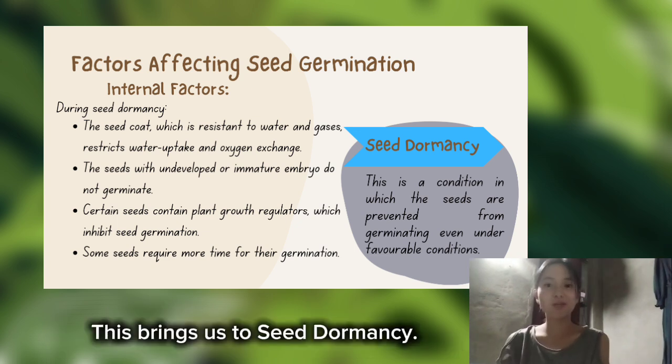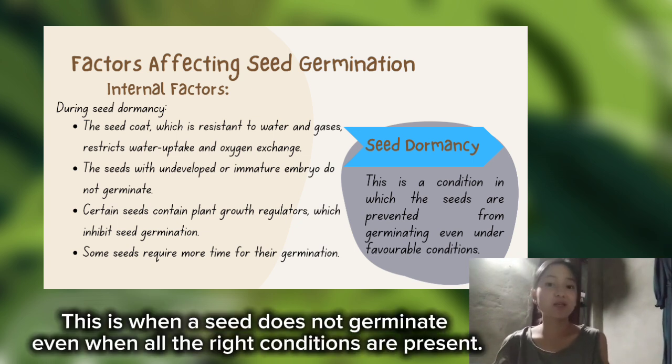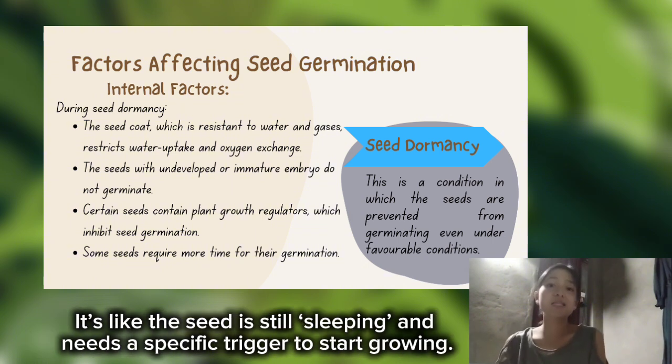This brings us to seed dormancy. This is when a seed does not germinate even when all the right conditions are present. It's like the seed is still sleeping and needs a specific trigger to start growing.